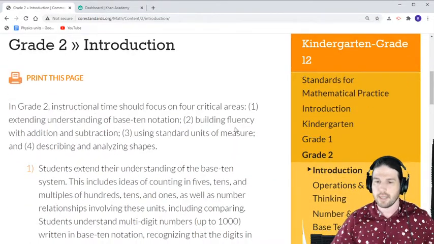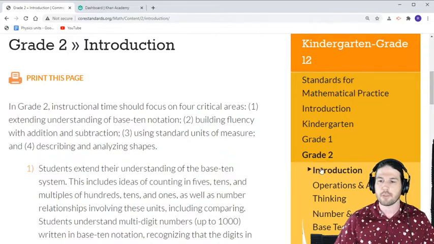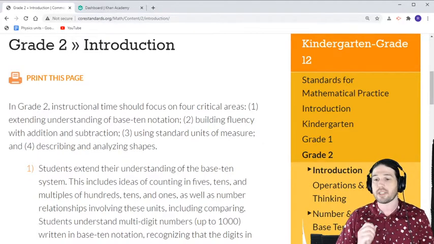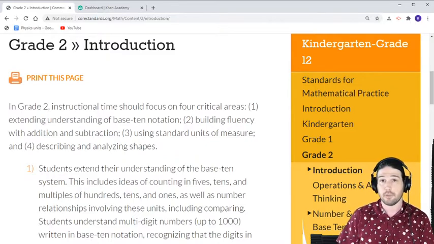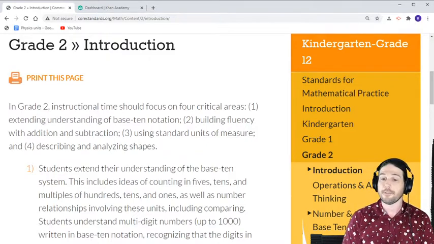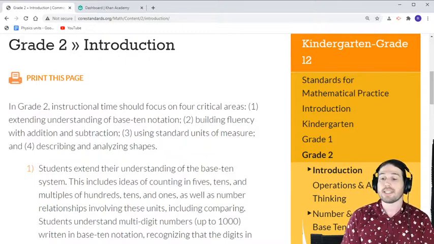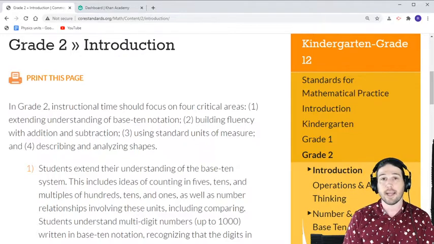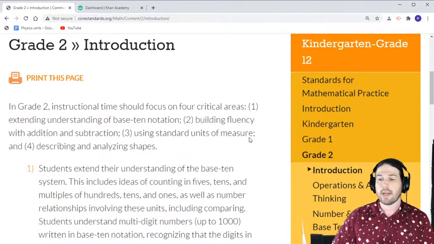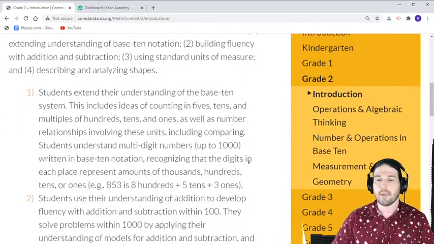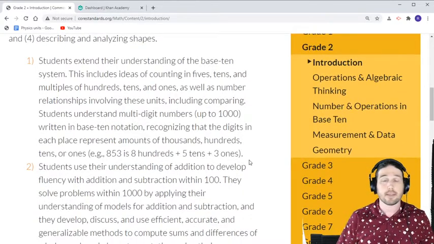So, in grade 2, instructional time should focus on 4 critical areas. 1. Extending understanding of base 10 notation. 2. Building fluency with addition and subtraction. 3. Using standard units of measure. And 4. Describing and analyzing shapes. So now let's break this down into what that actually means, all right?